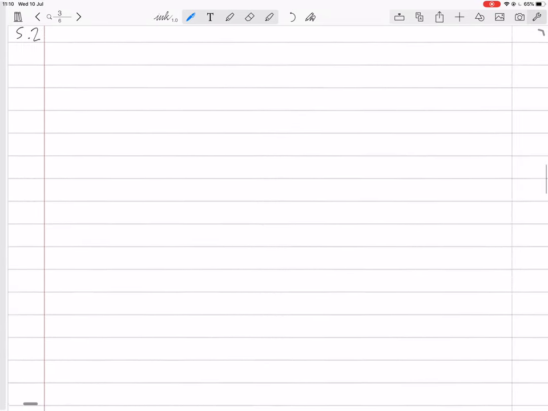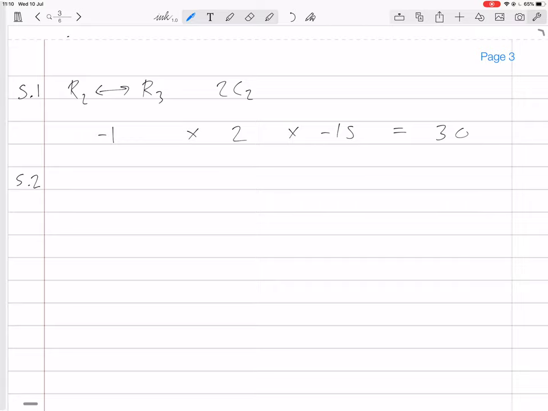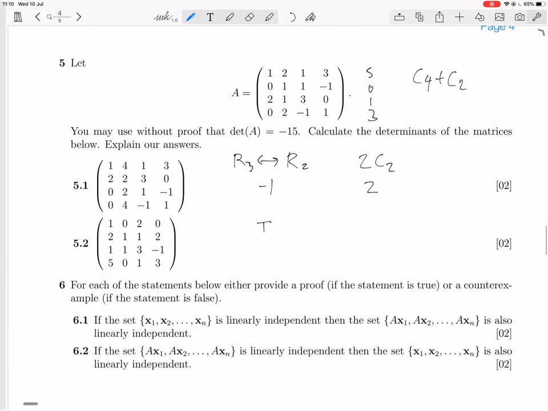Okay, so let's put that down. We transposed, and that just doesn't change it. We changed column 4, it doesn't matter which order you put it down. Column 4 changed to column 4 plus column 2. Okay, didn't change it. The original was minus 15, so the new determinant is still minus 15. Okay, that's the other question.